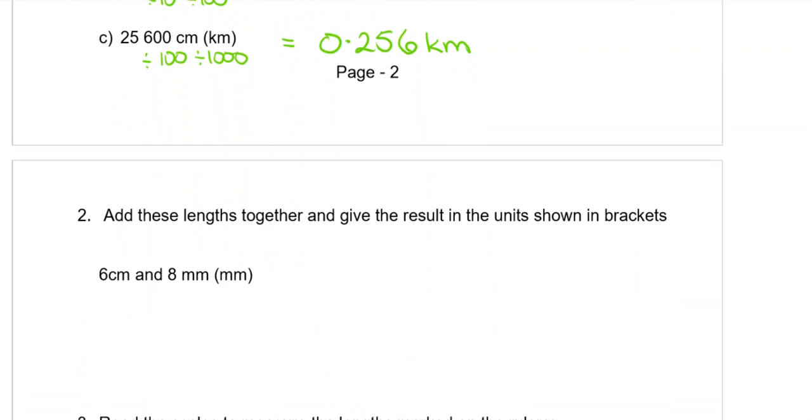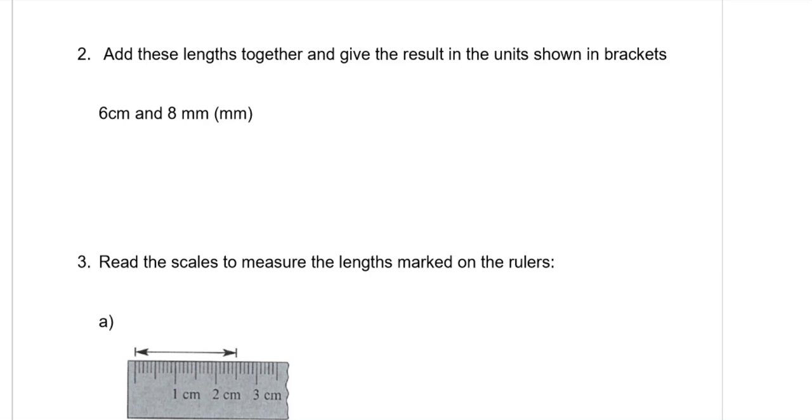Okay, next page, we're on to question 2. Add these lengths together and give the result in the units shown in the brackets. So we want our answer in millimeters. The 8 millimeters is already in the correct unit, but the 6 centimeters, we need to convert that. To change centimeters to millimeters, you can use the chart on the previous page. You have to times by 10, which means that 6 centimeters is 60 millimeters.